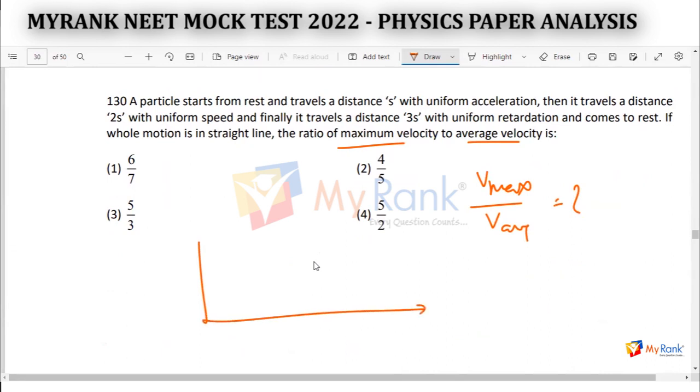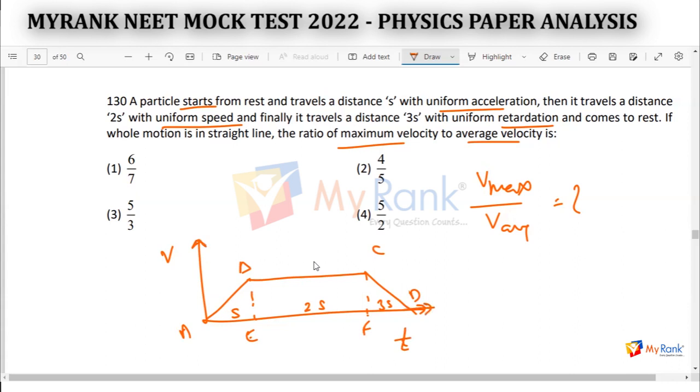So the given case is like this. Suppose the distance s is traveled with uniform acceleration, and after some time, distance 2s with uniform speed. If I take this as the speed axis and this as the time axis, then it is retardation, right? Uniform acceleration, uniform speed, like this. It starts from rest. Now this is s distance, this is 2s distance, and this is 3s distance. Say these are points A, B, C, D, E and F. The x-axis is the time axis, and this is the speed axis, friends.